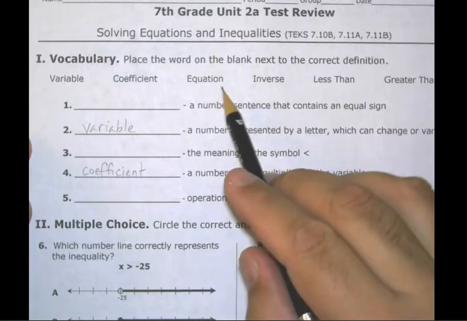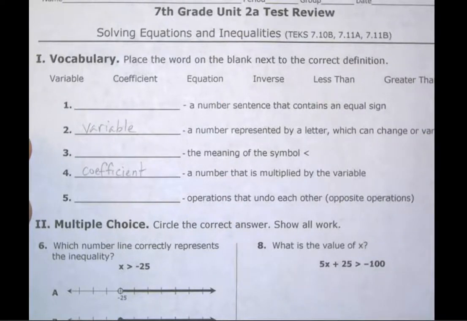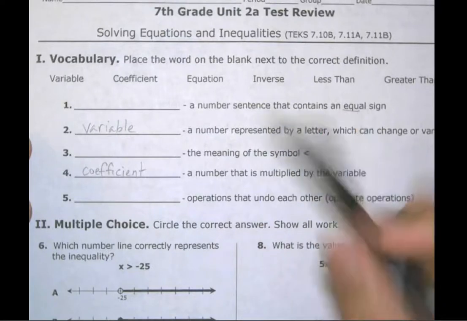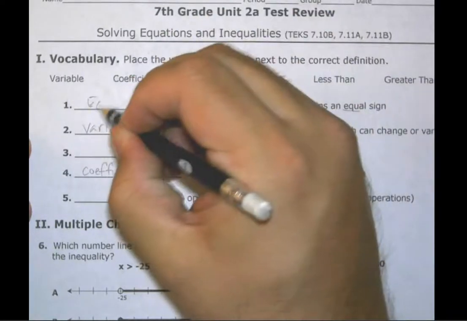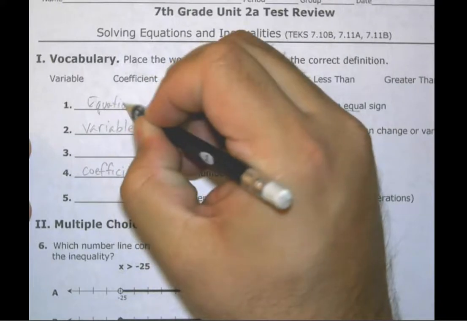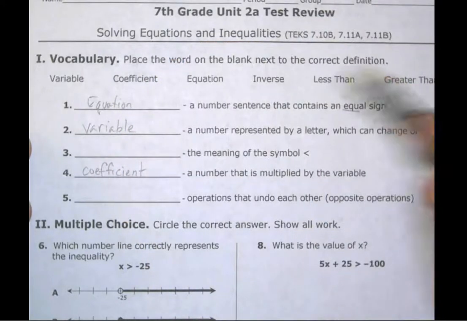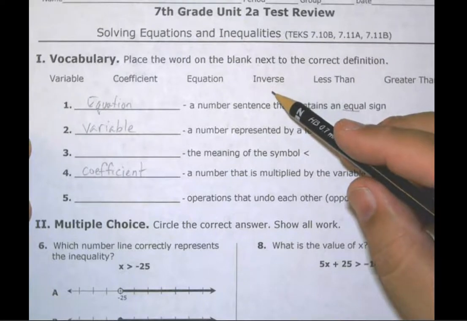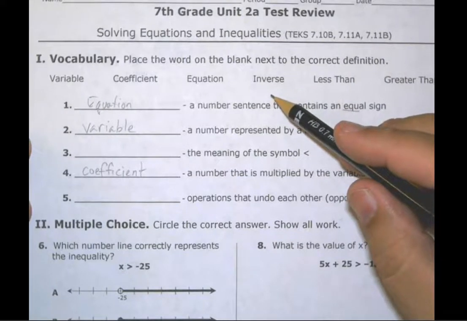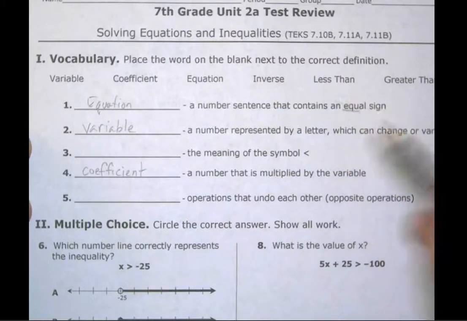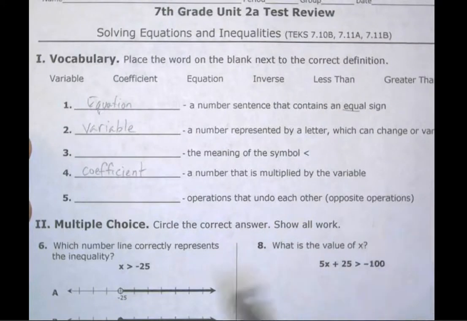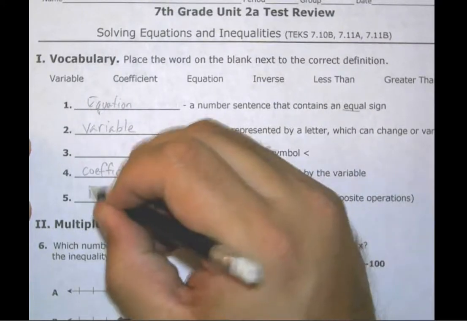And then the next vocabulary word is equation, and that is a number sentence that contains an equal sign. And then inverse. Inverse is the operations that undo each other. So like my inverse of multiplication is division. My inverse of addition is subtraction. And so we see here operations that undo each other or opposite operations.